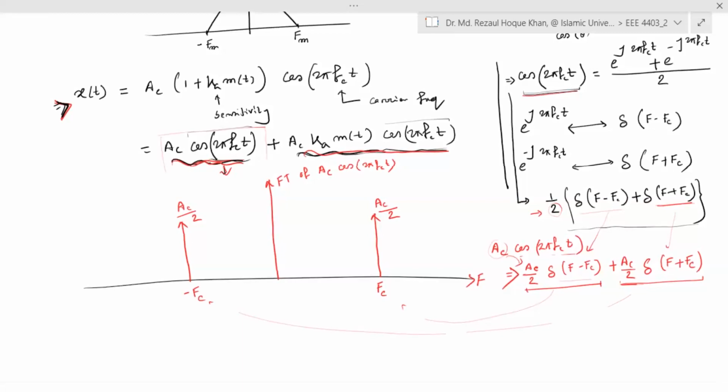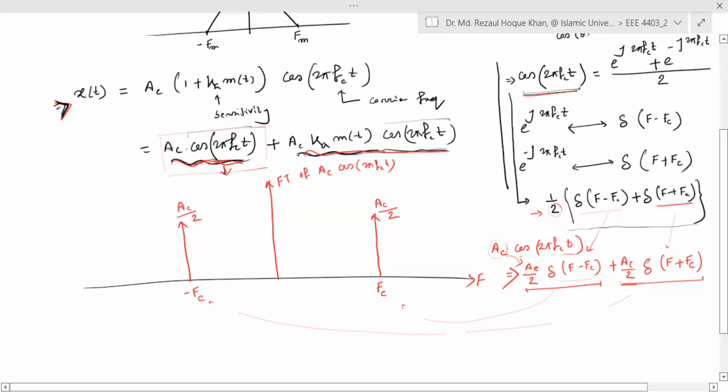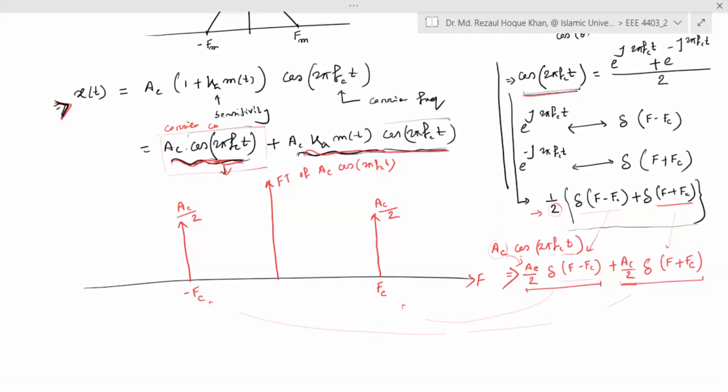We can see how the spectrum of this component looks like. So this is actually nothing but our carrier component. So this is our carrier component.